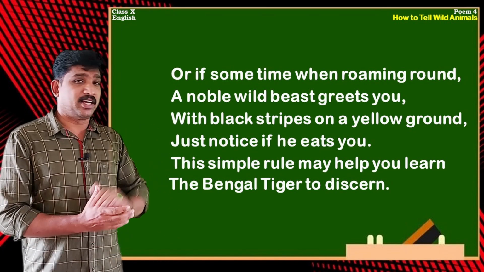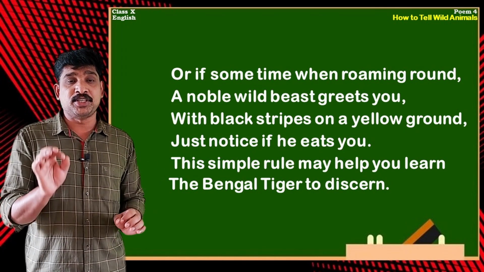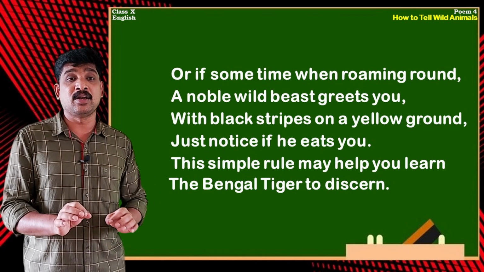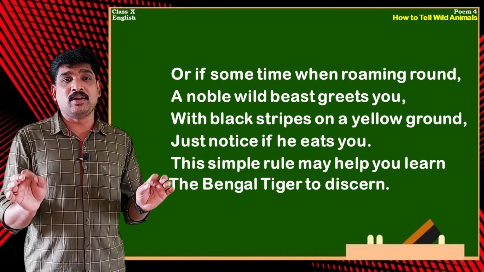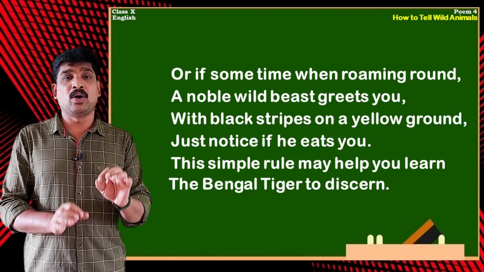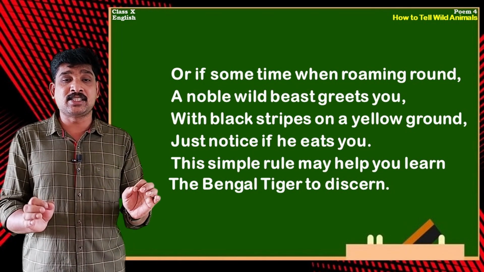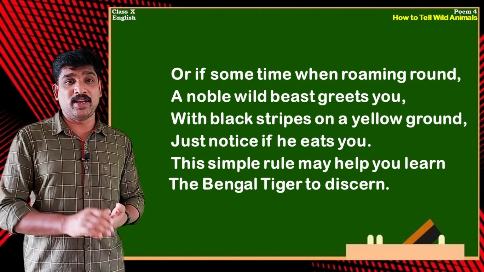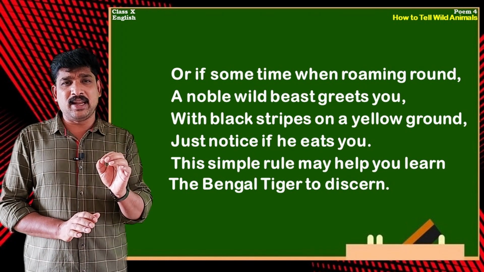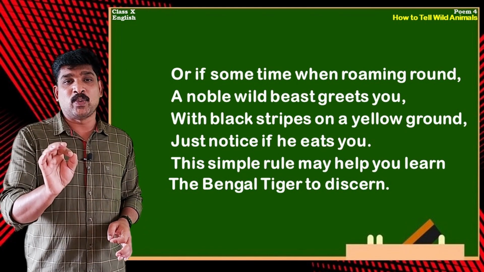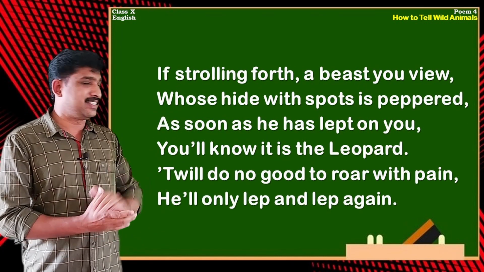In this second stanza, the poetess introduces another wild animal to the reader. Here she gives a very simple way to discern or distinguish the Bengal tiger. She says, while you roam or wander in the forest, if a noble or honorable wild animal with black stripes on a yellow background greets or wishes you, you should be very careful, otherwise that animal might eat you. Because that animal might look very elegant or stylish, but it will eat you before you identify that it was a Bengal tiger. Now let us look at the third stanza.